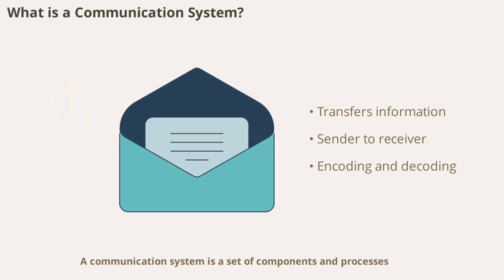A communication system is a set of components and processes that work together to transfer information from one place to another. Whether it's a conversation between two people, a radio broadcast, or a text message sent across continents, all these rely on communication systems. The main goal is to ensure that the message sent by the sender is accurately received by the receiver, despite any obstacles or interference along the way. This process involves encoding, transmitting, and decoding information, making communication systems a vital part of our daily lives.